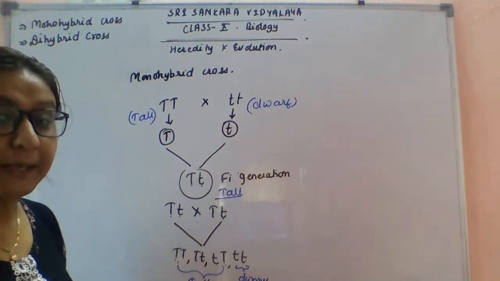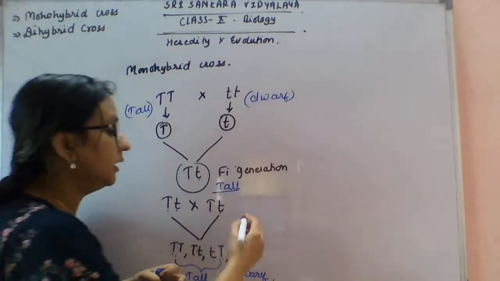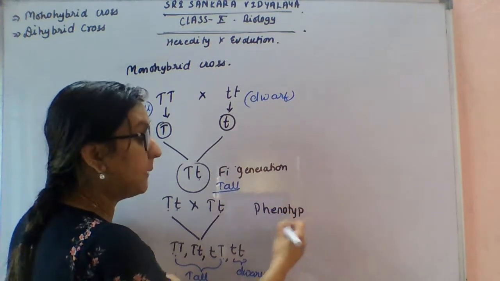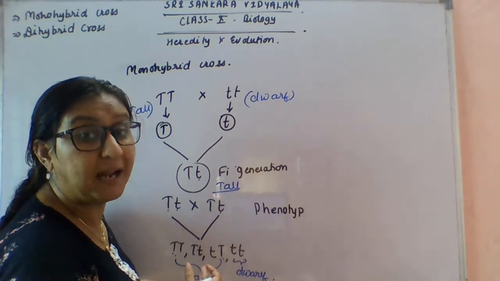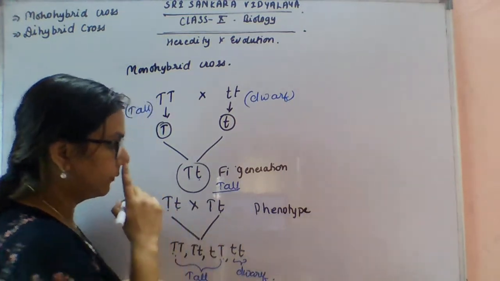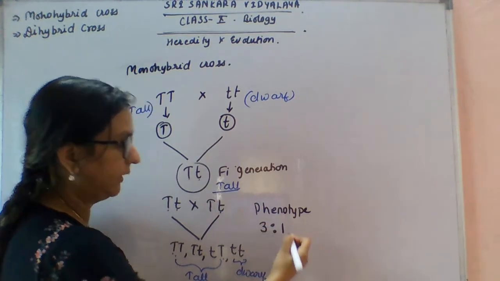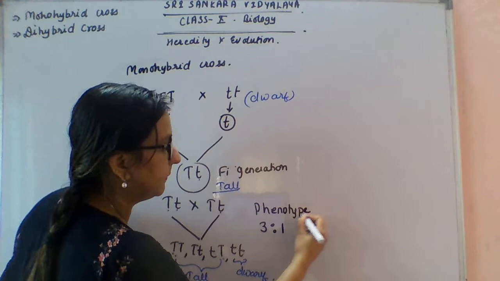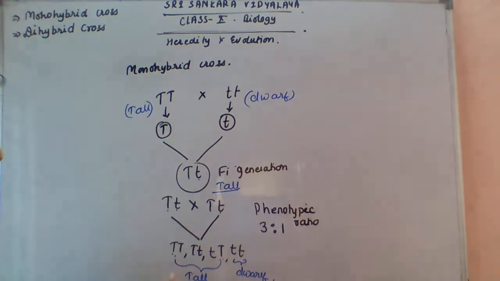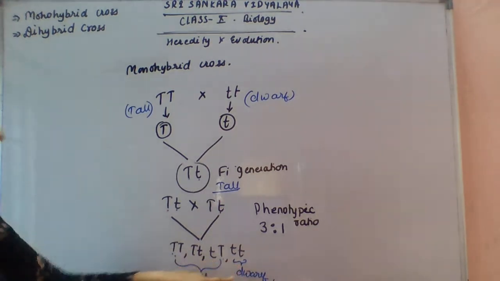So hence we can see the phenotypic ratio will be, phenotype means physical appearance. How do the plants look? The phenotypic ratio will be 3:1, which you can write here. 3 tall plants are there, 1, 2, 3, and only one dwarf plant is there.